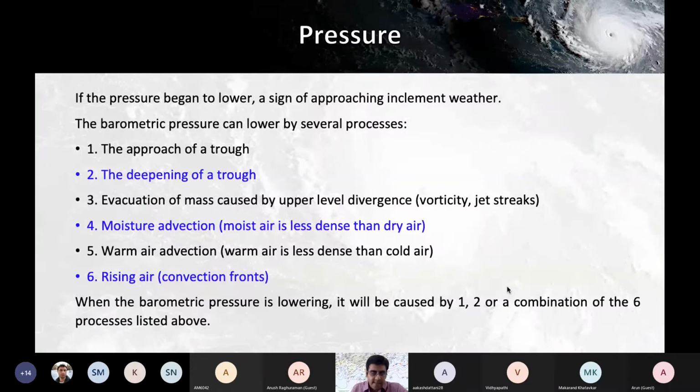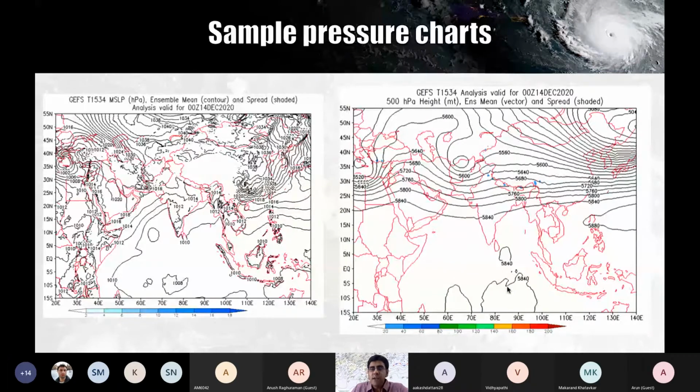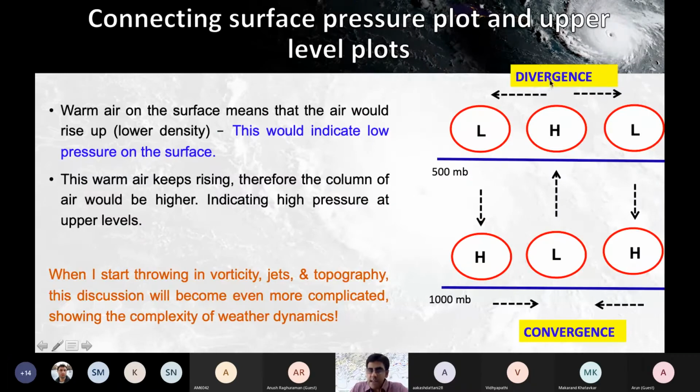Deepening of the trough makes sense because as the trough dips further down, it has a tendency to make the pressure low. Next, evacuation of mass by upper level divergence. So I go back here. Evacuation of mass means when there is upper level divergence, then the mass will be deflected. Take for example a pipe. The pipe initially is fully filled with water. It has an inlet and it has an outlet. From the outlet the water keeps spilling out. That is the evacuation of water that I'm talking about, evacuation of mass.